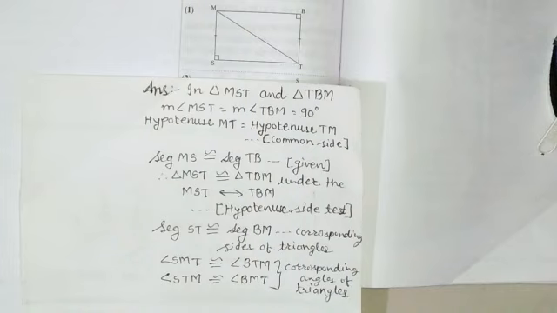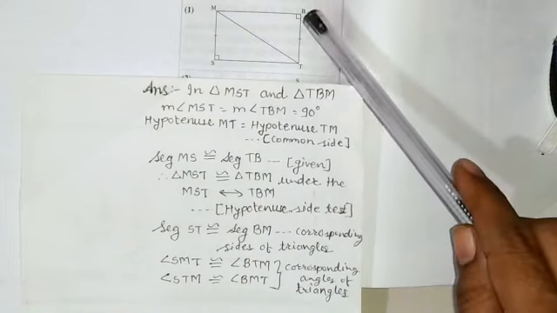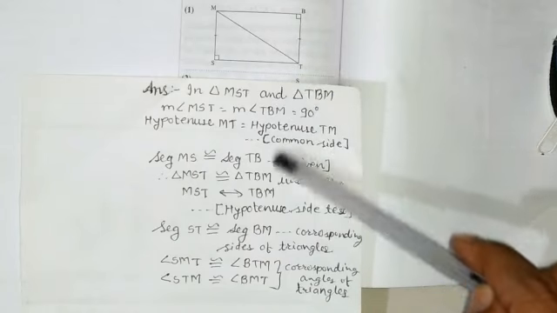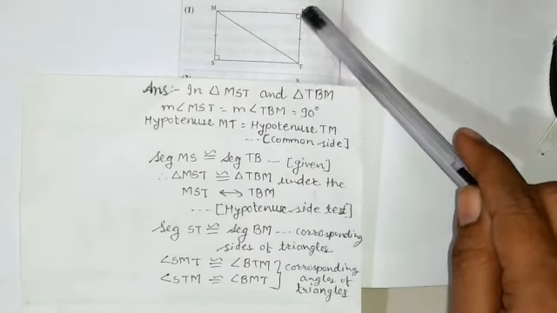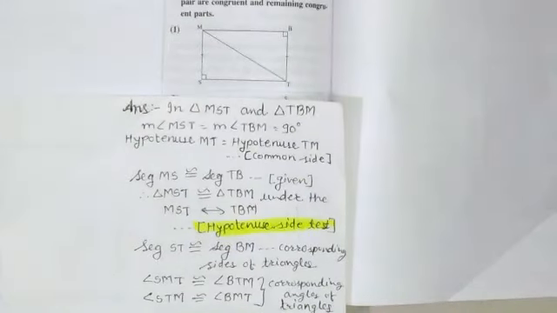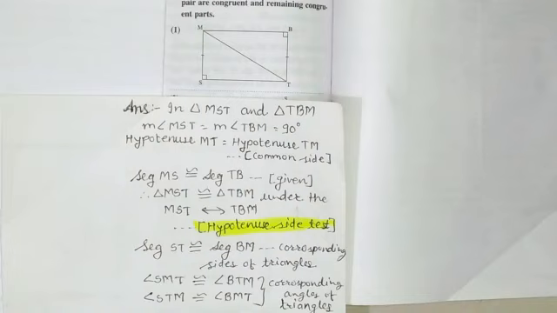So students, that way we have to draw the diagram. Then we have to write what is given into the diagram with the help of identical marks. Then we have to mention the type of test of congruence, and at last we have to write the remaining congruent parts.